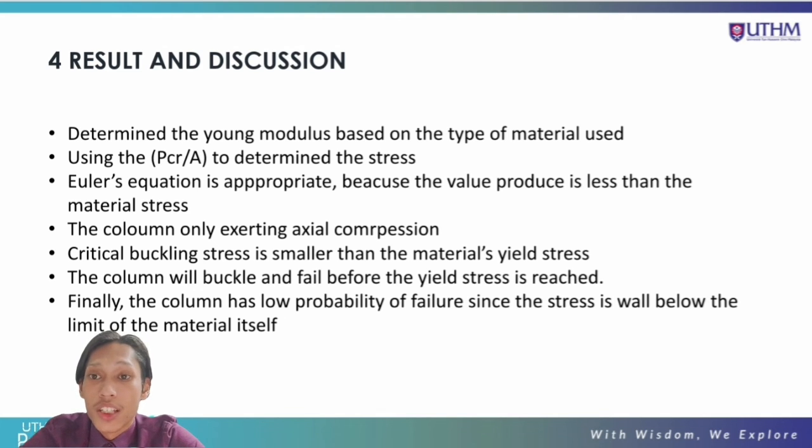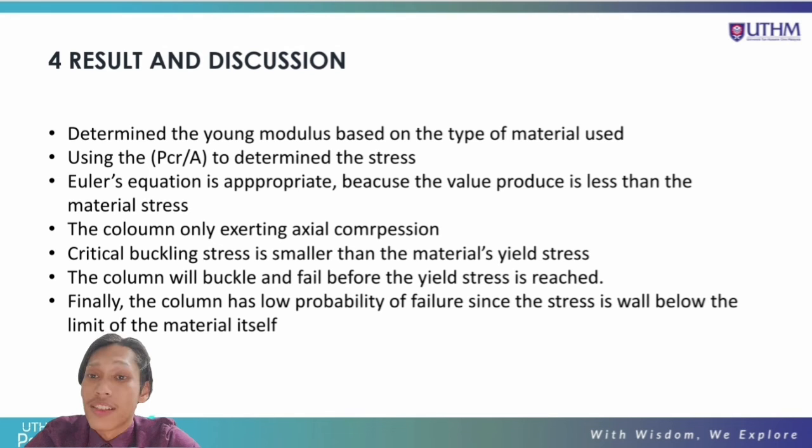In this case, the Euler equation is appropriate because the value produced is less than the material yield stress, which is 276 megapascal. When the safety factor of 3 is applied, the ultimate value of P permitted to the structure is 67.43 kN.